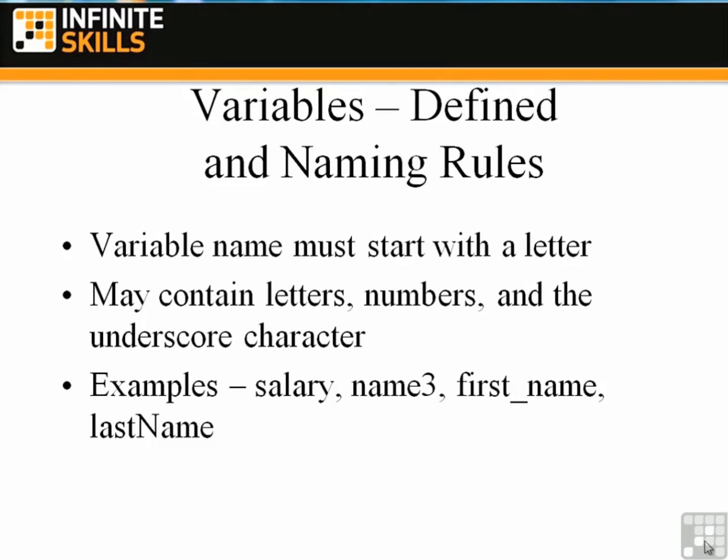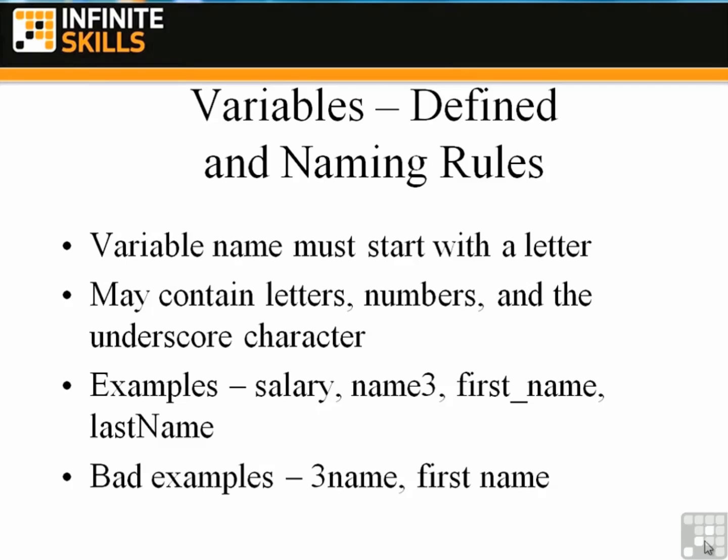Some examples of legal variable names include salary, name3, where the number is at the end, and first underscore name and last name. Some examples of bad variable names include 3name, where the number is at the first of the variable, and first space name, where there's a space between first and name. The compiler would get confused by that and think that first is the variable and wouldn't know what to do with another variable name or another identifier coming right after it, because that's not part of the rules of the language. So you cannot use spaces, and you cannot begin a variable name with anything other than a letter.